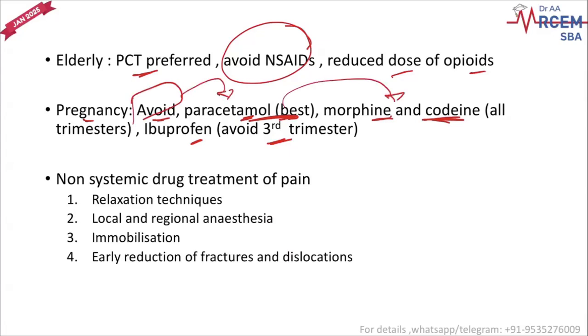Non-systemic drug treatment plans: relaxation technique. If a kid is panicked, divert his mind by showing some cartoons or playing some games, which might have a relaxing effect, and the pain might come down drastically. Local or regional anesthetic: for example, for someone having burns over the hand, give a wrist block, an excellent analgesic effect. Immobilization, especially for fractures: splinting the fracture itself will help the pain come down drastically. So splinting should be done wherever possible.